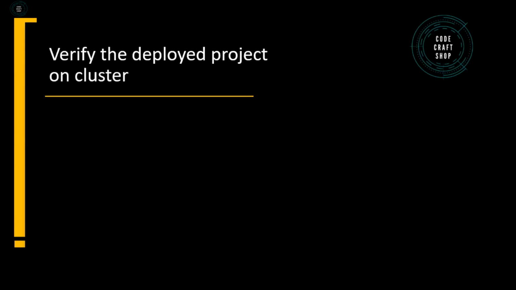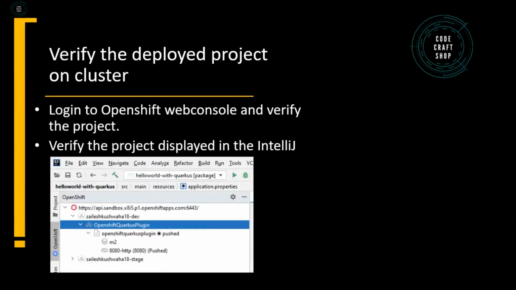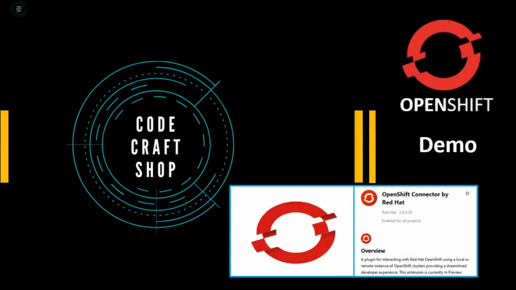So after deploying the application we need to verify the deployed project on the cluster. For that we need to log in to OpenShift Web Console and verify whether the project gets deployed or not. We will also verify the project from the IntelliJ IDE plugin. So in the plugin, as you can see, the project named OpenShift Quarkus plugin is deployed onto the cluster, and the same is also visible through the Web Console. So let's start the demo.